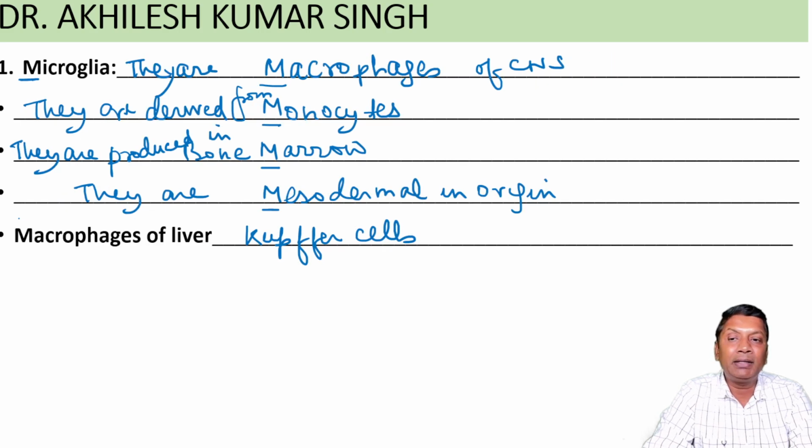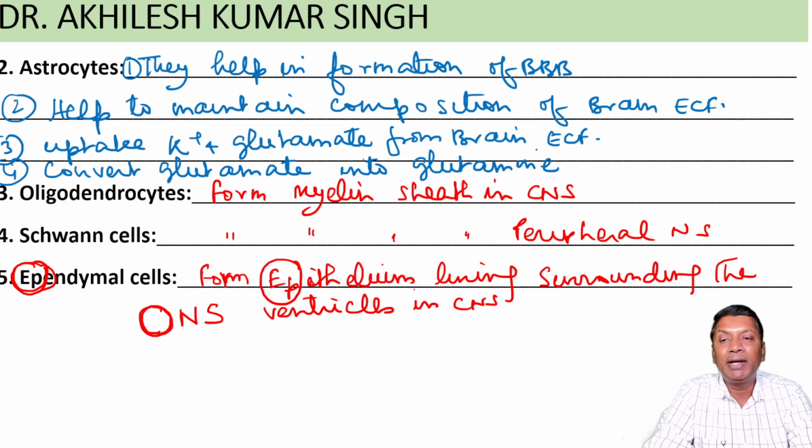Right. Microglia, they are macrophages of central nervous system. Astrocytes help in formation of blood-brain barrier. Oligodendrocytes, they will form the myelin sheath in central nervous system. And the Schwann cells, they will form the myelin sheath in peripheral nervous system. And the ependymal cells, they will form the epithelial lining surrounding the ventricles in the central nervous system.